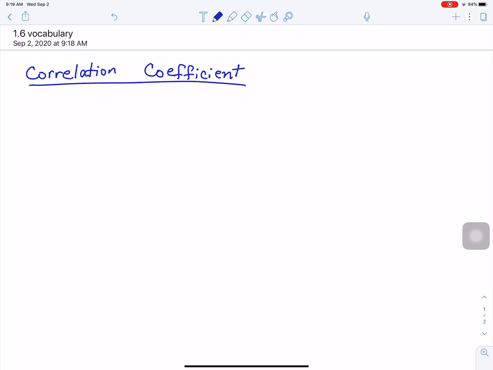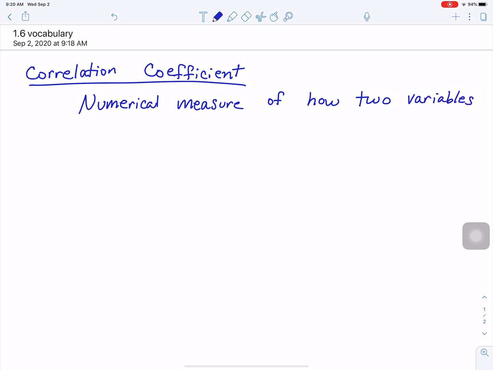And a correlation coefficient is just a numerical measure of how 2 variables are related. So numerical, meaning a number of how 2 variables are related. And it can go from -1 to 1.